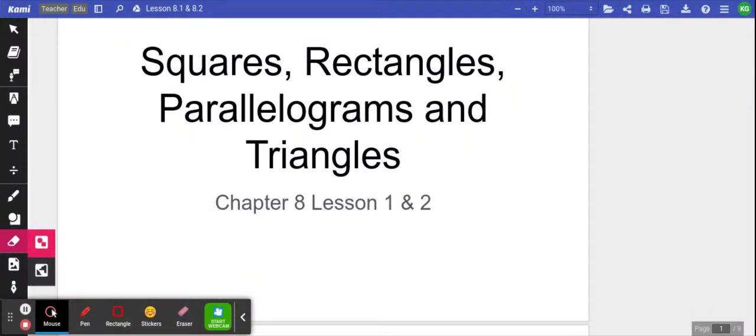Okay, today we are going to be doing Chapter 8, Lesson 1 and 2 together. Chapter 8, Lesson 1 is about squares and rectangles, and Lesson 2 is about parallelograms and triangles. What I want you to create for this is a Chapter 8 formula sheet, and so I want you to put all of the formulas on one clean sheet so that it's easy to look back and forth and find them.